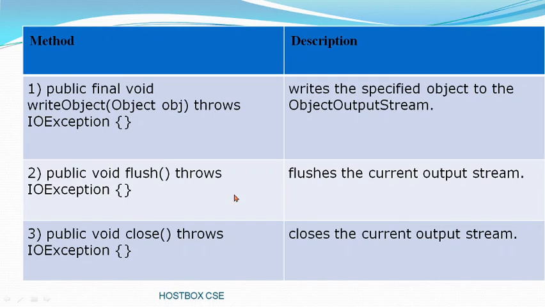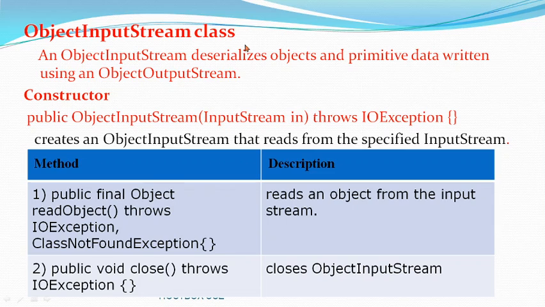Then public void flush() throws IOException. This flushes the current output stream. Then public void close() throws IOException. This closes the current output stream. Then the ObjectInputStream class.